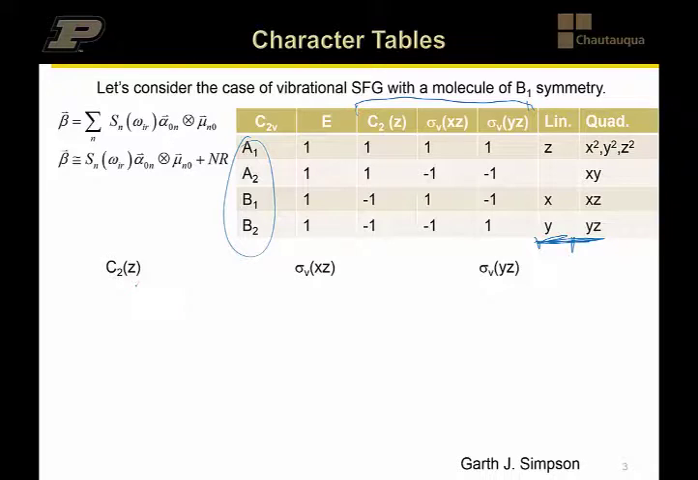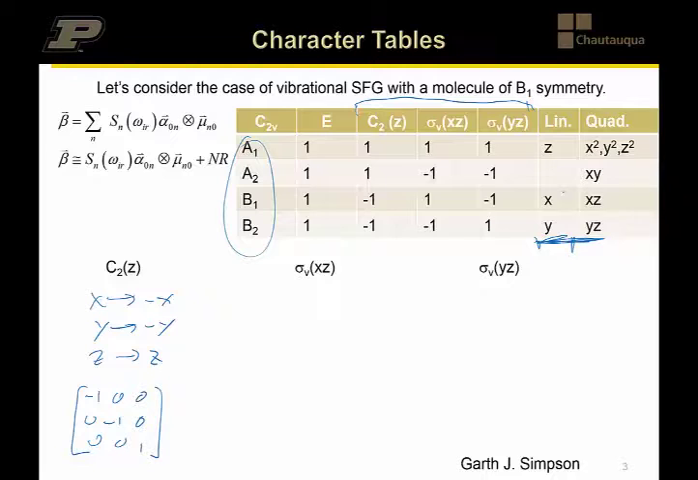What does a C2Z operation do? Well, it's a 180-degree rotation about the z-axis. That takes x into negative x, y into negative y, and z stays z. So that matrix corresponds to negative 1, 0, 0, 0, negative 1, 0, 0, 0, 1. So that tells us that for the C2 operation, you're either going to have a value of 1 or negative 1 upon operation of this symmetry.